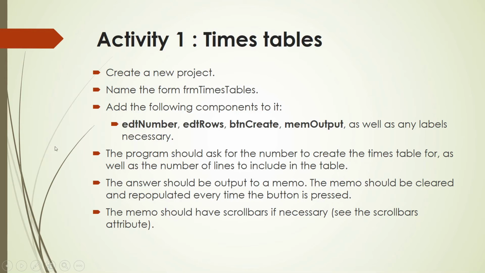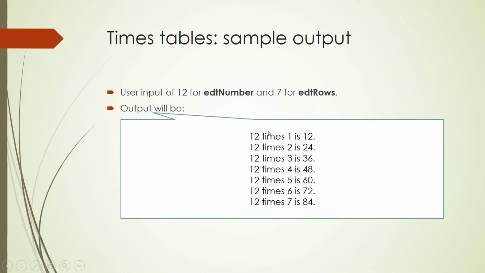Let's go and have a look at a sample output. So if I was doing the user input 12 for the number of timetables and you wanted 7 rows, it's going to run 7 times. And so it's 12 times 1 will give me 12 when I is 1. 12 times 2 when I is 2 is going to give me 24. 12 times 3 when I is 3. Okay, you get the pattern. Okay, so let's go and have a look and code this in Delphi.